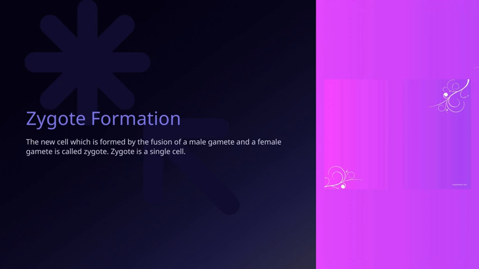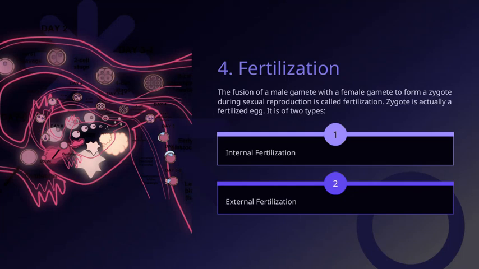It's important to remember that the zygote is just a single cell at this stage, but it holds all the genetic information needed to develop into a full organism. This process marks the beginning of life's development. Connecting the process of gamete formation, we discussed earlier, to the complex journey of growth and development that follows. Now let's talk about fertilization.